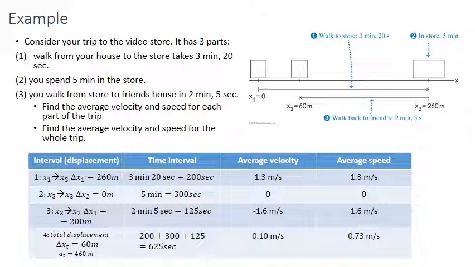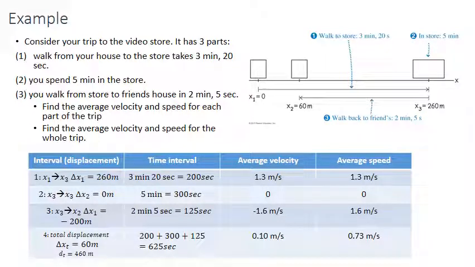In the third part of the trip, I go from the store back to my friend's house, so from x3 to x2. So the displacement is x2 minus x3, which gives me minus 200 meters. The time it took me to do that is 125 seconds. So the average velocity is minus 200 meters over 125 seconds, which is minus 1.6 meter per second. Since I'm moving in one direction, the average speed is just the absolute value of the displacement over time. So I got 1.6 meter per second.